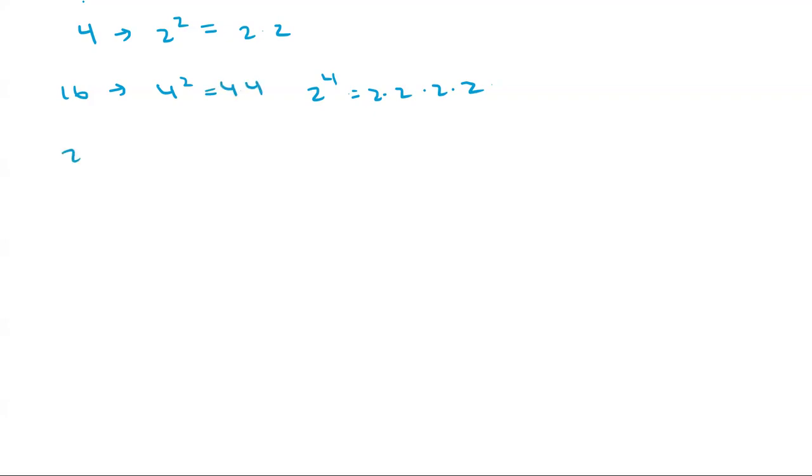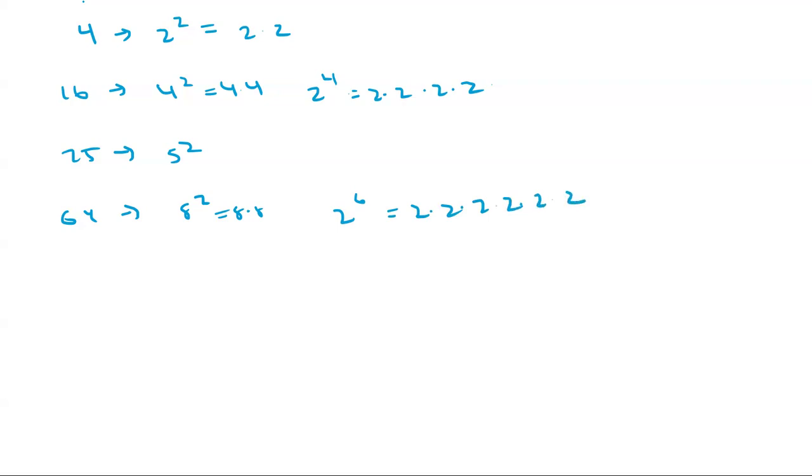If I have 25, I can rewrite that as 5 squared. If I have 64, I can rewrite that as 8 squared, or I can write it as 2 to the 6th power. So again, this is 8 times 8, or 2 times 2 times 2 times 2 times 2 times 2, 6 times.